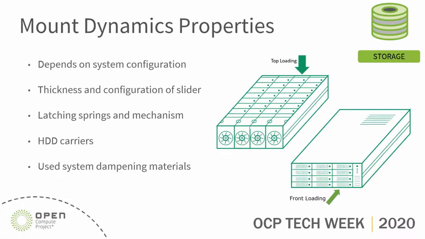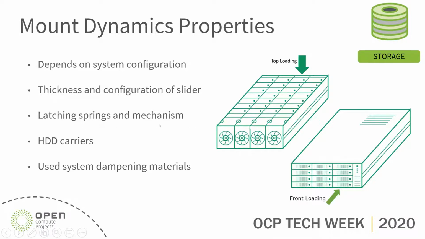Regarding the system properties, the mount dynamics is significantly affected by the system configuration. Again, it's a combined response of the drive itself and the mounting around it. We noticed that there is a big difference between front-loading configuration and top-loading configuration. This probably has to do with the stiffness of the mount and the way the structure is built. Thickness of the slider, damping materials, any wedges which are used in the structure, they significantly affect the natural frequency of the mount dynamics mode.